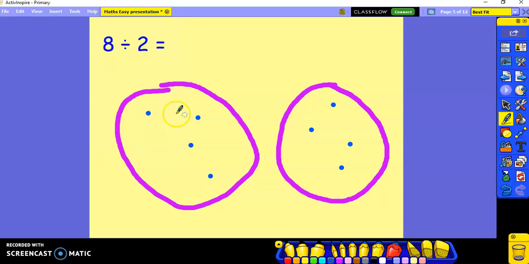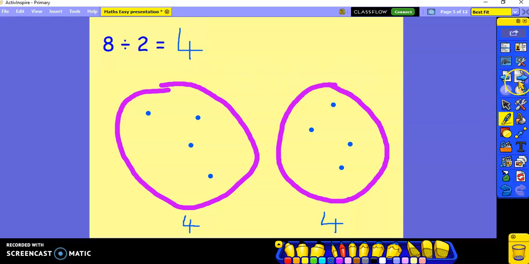And if we have a look, 1, 2, 3, 4. So imagine that's your pile of toys. You would get 4. And 1, 2, 3, 4. That's 4 for me as well. So it's nice and fair. It's equal. We each get 4. So 8 divided by 2 equals 4.